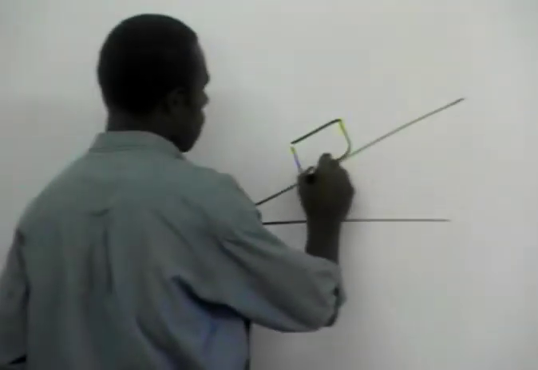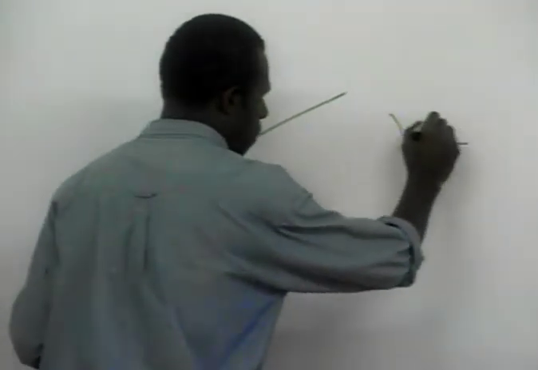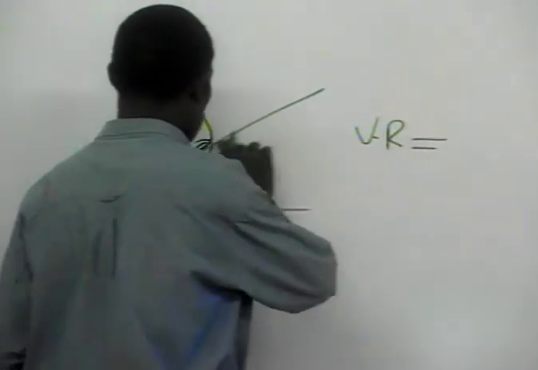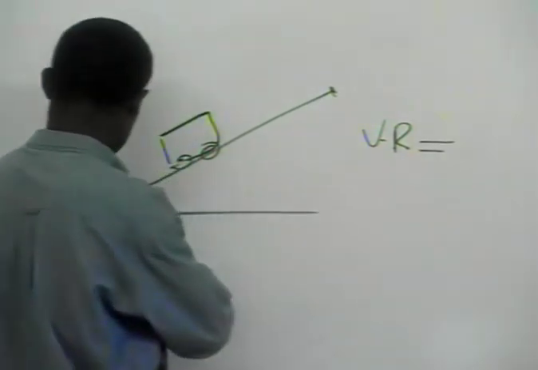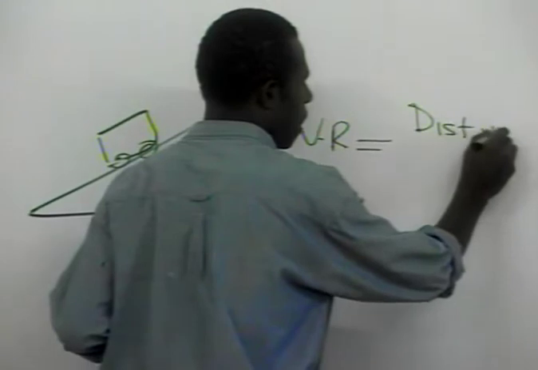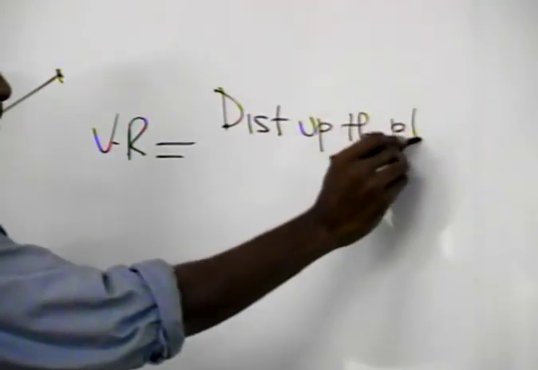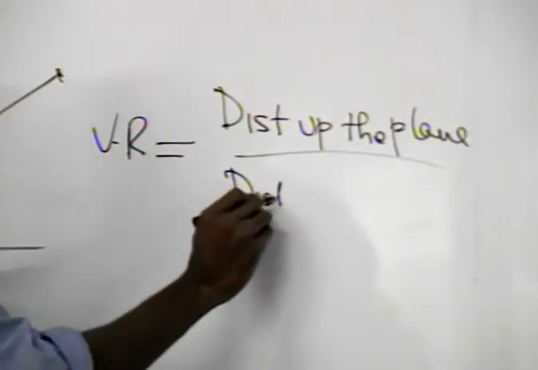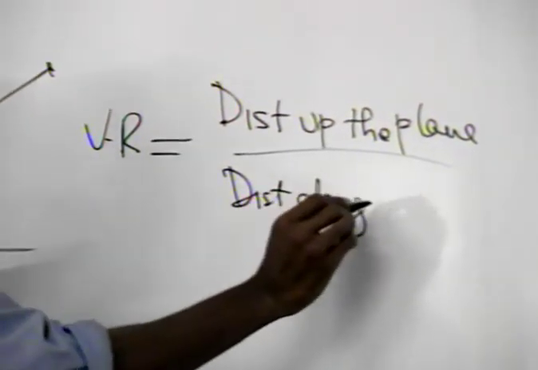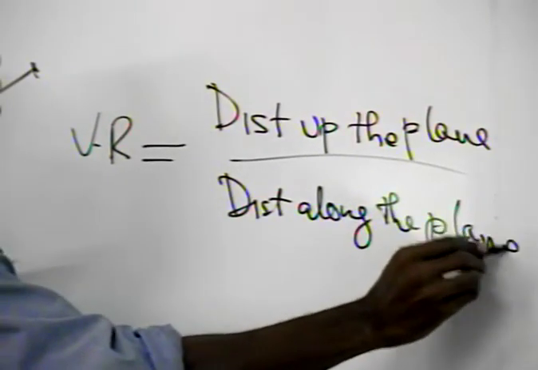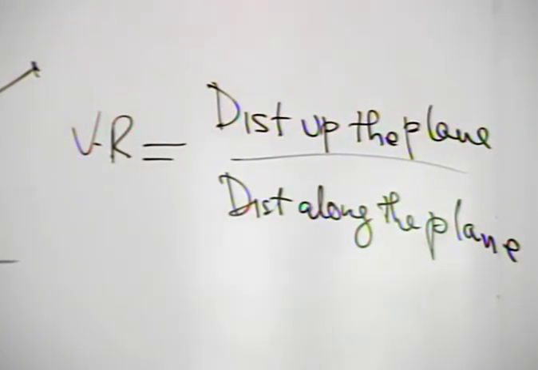Now, before I give you some information on these pulleys and gears, I will explain how you can find the velocity ratio on an inclined plane. If we have an inclined plane like this, and let's say you are pushing a cart up this plane, the velocity ratio, VR, equals the distance along the plane divided by the distance up the plane. All right, that is how you find the velocity ratio on an inclined plane.